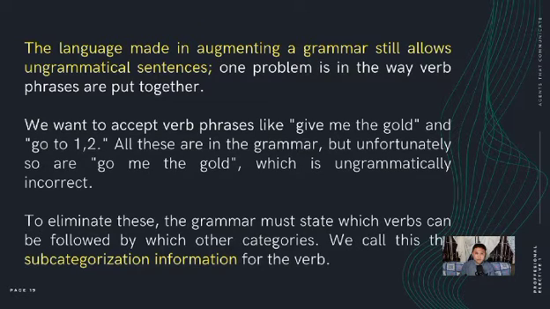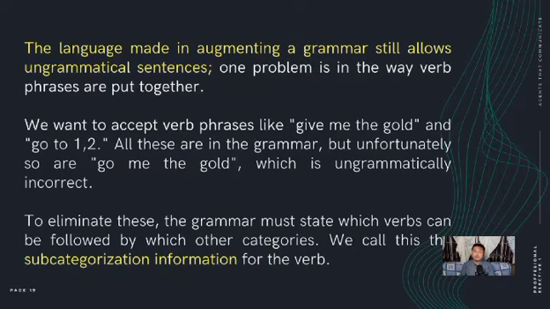We want to accept verb phrases like give me the gold and go to 1, 2. All these are in grammar 1, or the first grammar. But unfortunately, so is go me the gold, which is grammatically incorrect. Okay, so the proposed solution for this is to eliminate this by stating which verbs can be followed by which other categories. We call this verb subcategorization, or the subcategorization information for the verb.